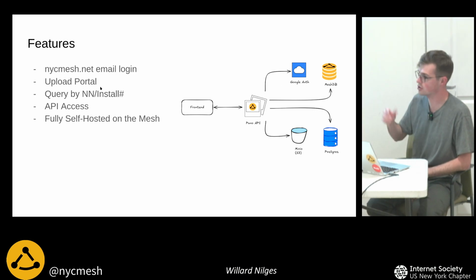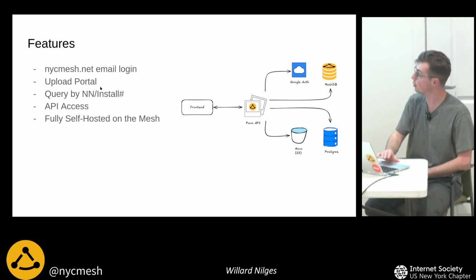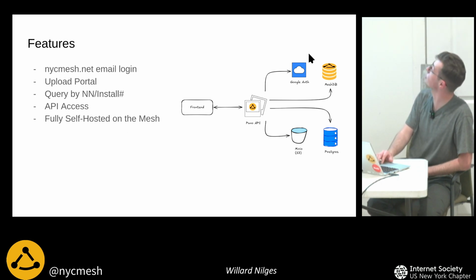We also have an upload portal, like I mentioned, so you can take photos and just upload them, tag them with install number, network number. You can query, API access, and it's fully self-hosted on the mesh, except for the Google part.